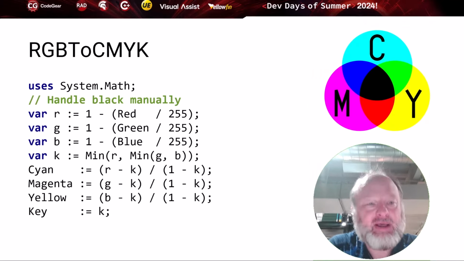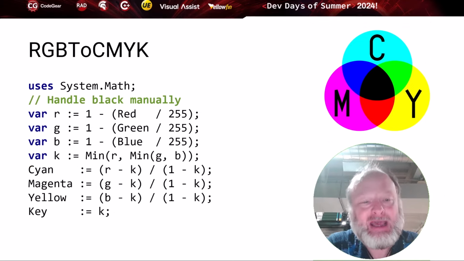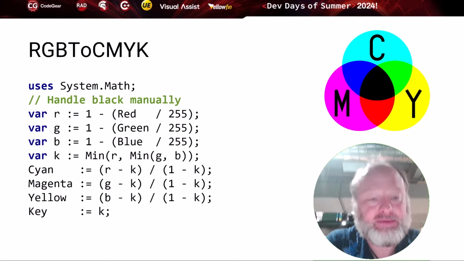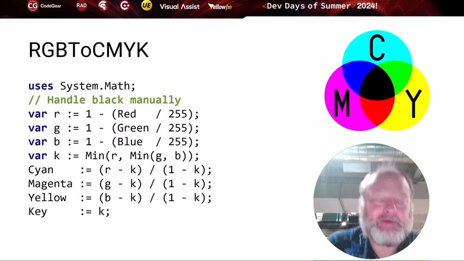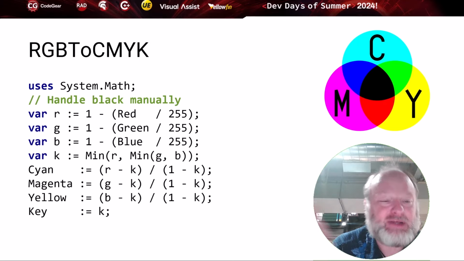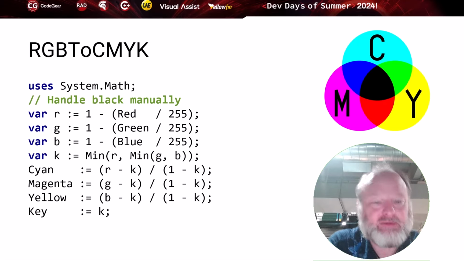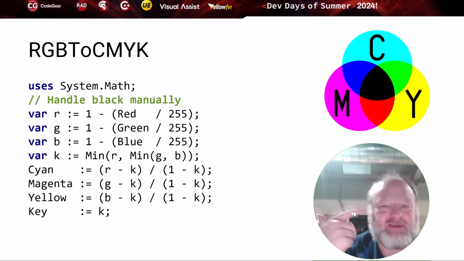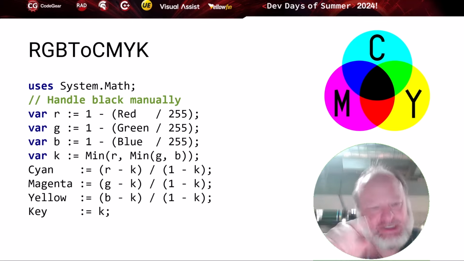So here is some code that will convert RGB to CMYK. If it's black RGB, you need to do that manually, where you just set K to 1 and the others to 0. But otherwise, here's the math you do. You take 1 minus red divided by 255. So red has a value from 0 to 255, and you're converting that to a floating point value. You take the minimum, whichever one's the least, and that becomes your K, your black. And then you do some math adjusting black out to get the complement, because CMY is the complement of RGB.